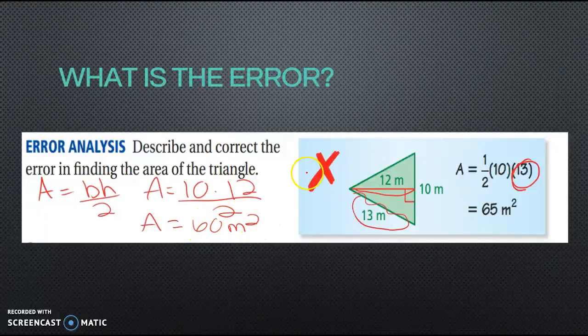So for this one, you need to have the triangle drawn, just like it is here, and then I want you to label this one 12, this one 13, and this one 10, but then I want you to say why you can't use 13. So you need to say something like, I can't use 13, because that's not the actual height. The actual height is 12 meters. So put something in your notebook that sounds somewhere around that.